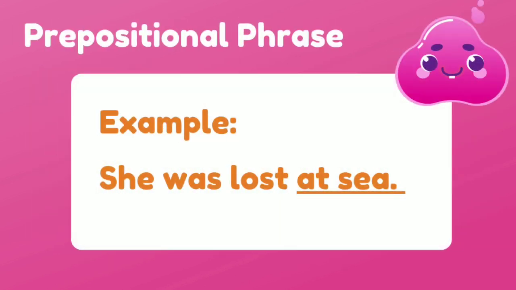Let us have this example. She was lost at sea. In this sentence, the prepositional phrase is at sea because it starts with the preposition at. Always remember that a prepositional phrase starts with a preposition with all the words that follows it.